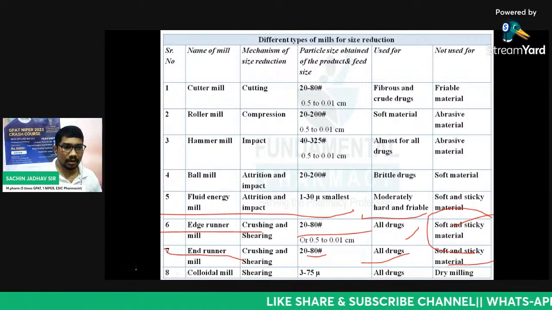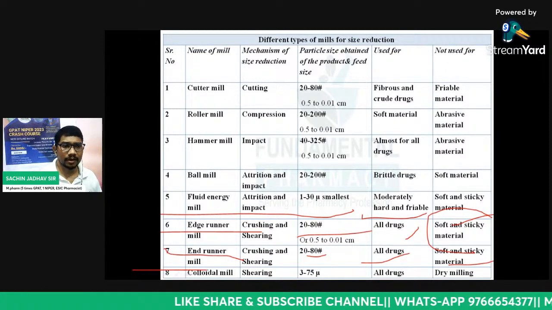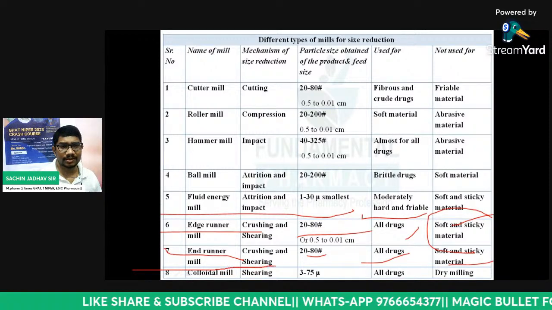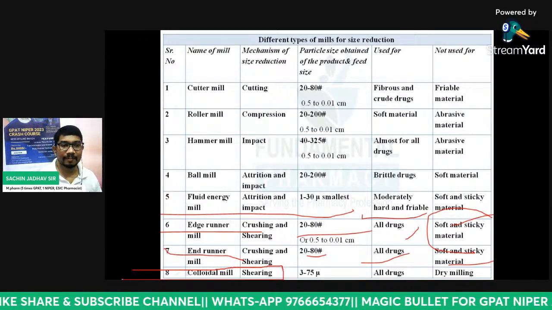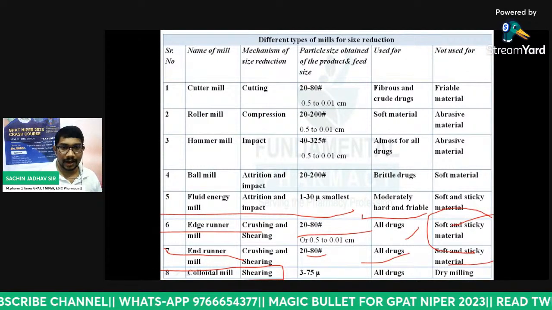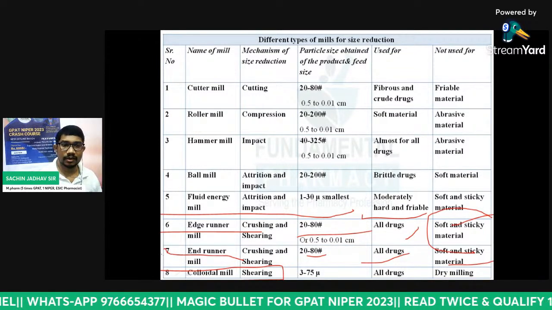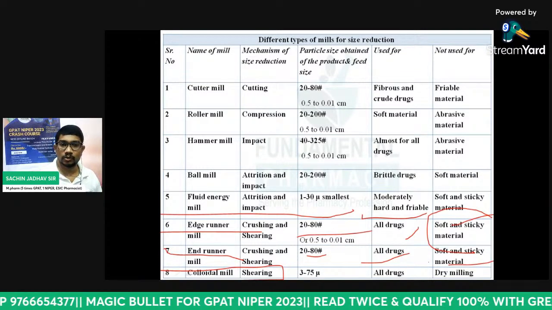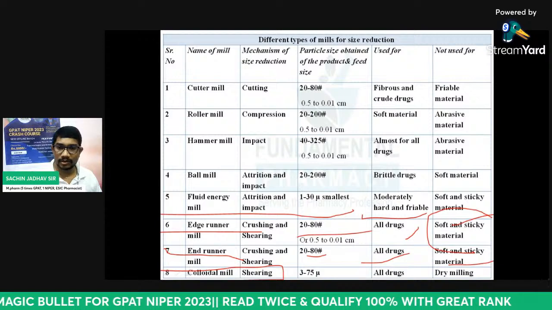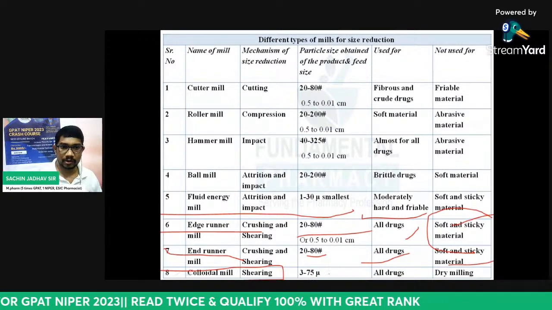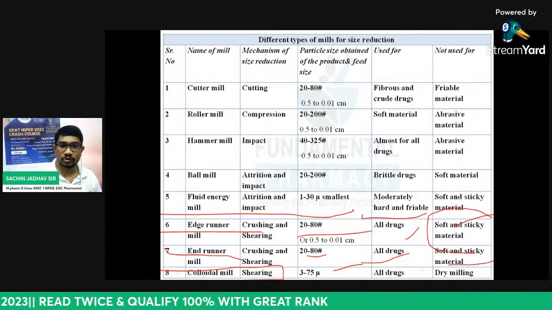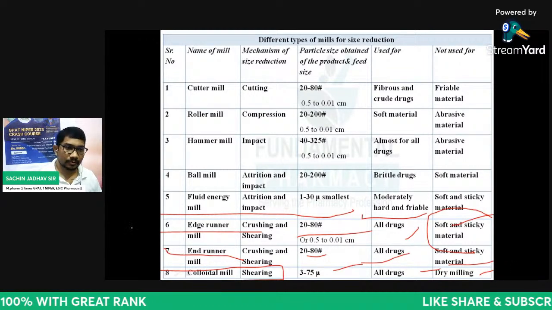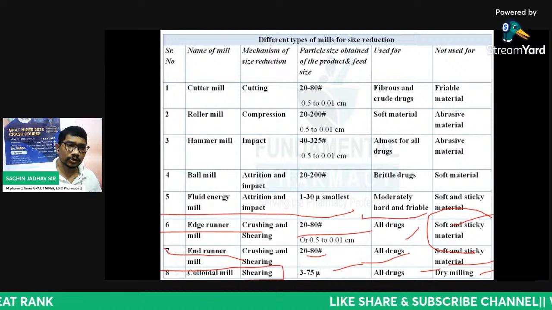ठीक है. लास्ट में आता है आपका कोलाइडल मिल. सो व्हाट इज द मैकेनिज्म ऑफ साइज रिडक्शन? याद रखो कोलाइडल मिल में मैकेनिज्म होता है शेयरिंग, एंड पार्टिकल साइज ऑब्टेन्ड इज नथिंग बट द 3 to 75 micron in the size. It is also used for almost all kind of drug and not used for dry milling.